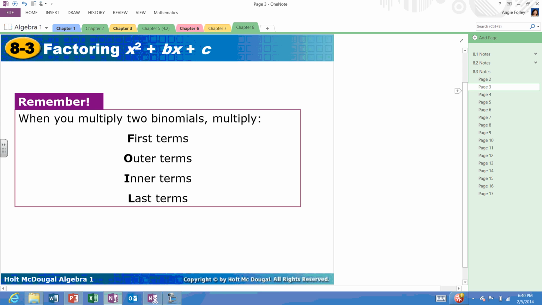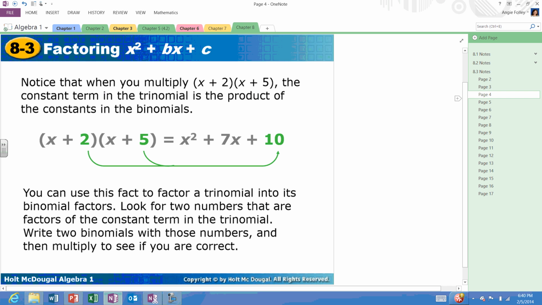So just a reminder, for FOILing, FOIL stands for first terms multiplied together plus the outer terms multiplied together plus the inner terms multiplied together plus the last. So FOIL. That's just a quick reminder.